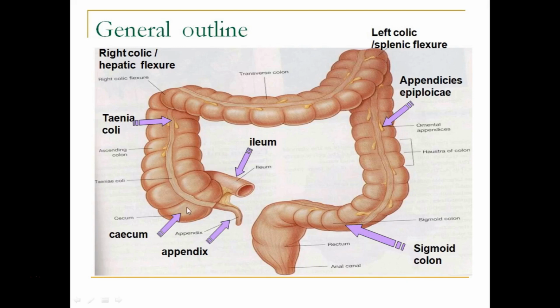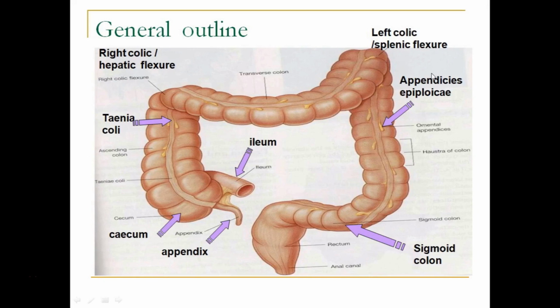Now the cecum continues in the upper aspect as the ascending colon, and then we have a colic flexure, the right colic flexure, which is present below the liver. So we call it the hepatic flexure. Then the ascending colon continues as the transverse colon. Later it forms another flexure called the left colic flexure, which is present below the spleen. We can call it the splenic flexure, and it again descends downwards as the descending colon.